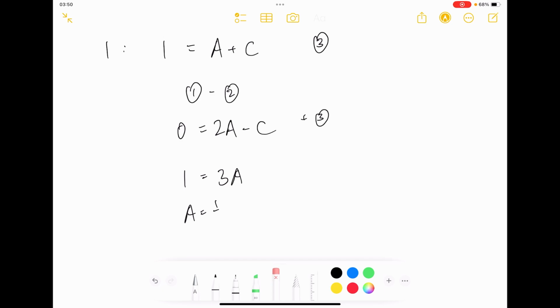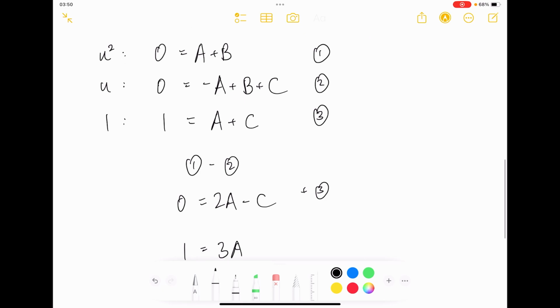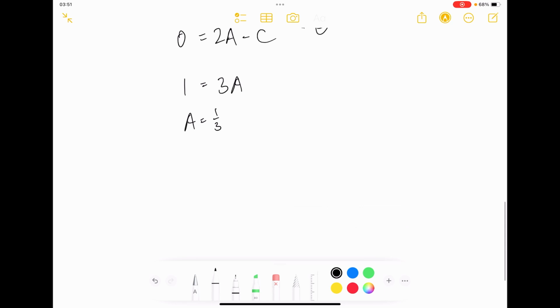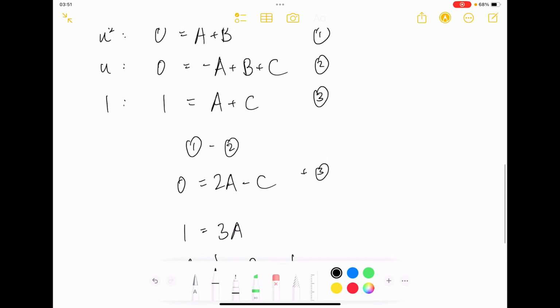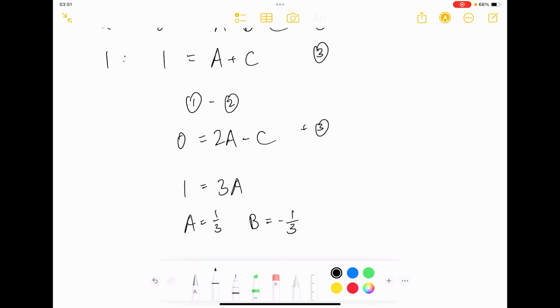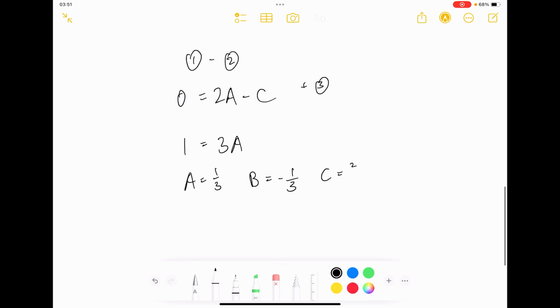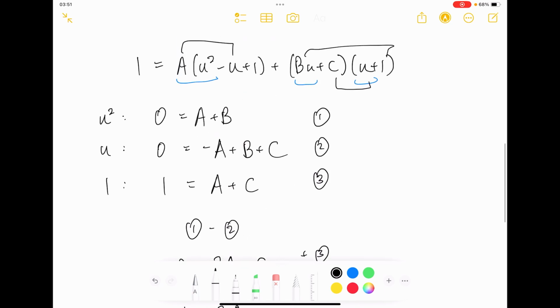Wow, amazing. And then looking at the first equation, it has to be 0, so A plus B has to be 0, so B is negative a third. And then looking at the third equation, A plus C is 1, so C is 2/3. And there we go, we've successfully found the constants.